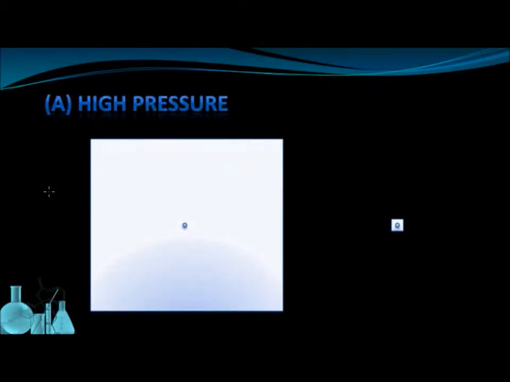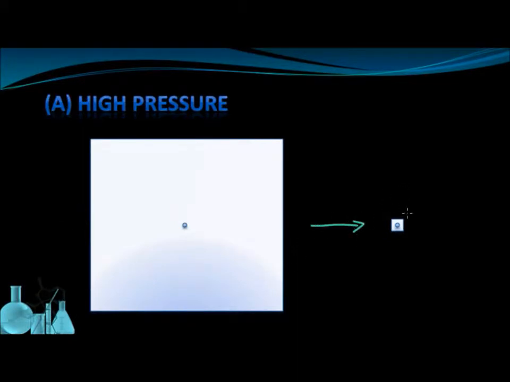First, let's see what happens when you have high pressure. Here we have a molecule in the middle of this container. You can see it's surrounded by a lot of space, and in relation to the volume of the container, the volume of the molecule is practically zero. So this is an ideal gas. This is an assumption that the kinetic molecular theory makes, that this molecule is so small compared to this container that its volume is practically zero.